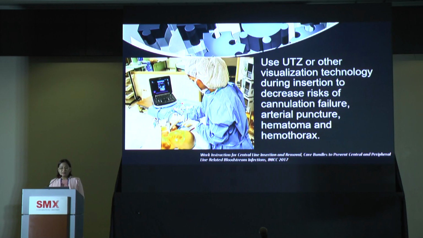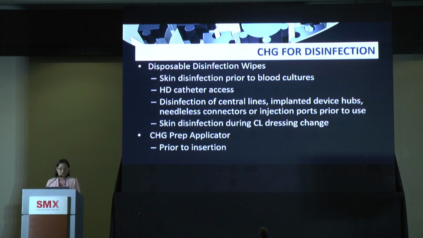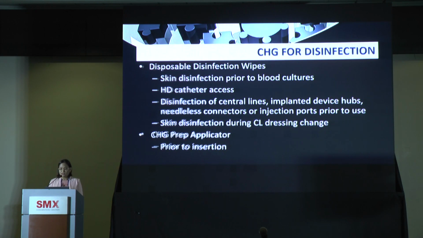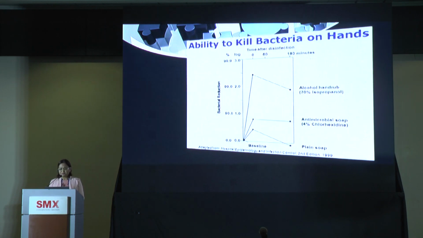And then also it's recommended that we use ultrasound to visualize where to put in the catheters during insertion to reduce the risk of cannulation failure. Okay, let's go to chlorhexidine. We all know that chlorhexidine has a lot of data already in terms of central line infection prevention. It's used both for skin disinfection prior to insertion, but also when you access the central lines themselves. And the reason why chlorhexidine is preferred is not only because of its bactericidal activity, but rather the sustained antimicrobial activity.